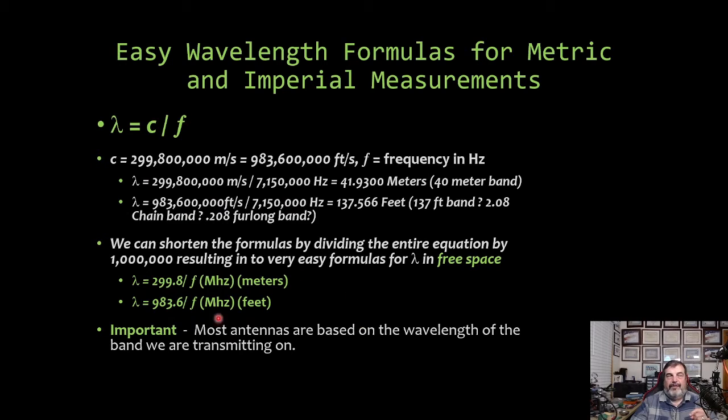That trick of math gives us two very easy formulas, whether you're using meters or imperial measurements in feet, okay? For me, I tend now to do everything in meters because most of the world operates in the metric system, and we use all our bands in meters. It's a heck of a lot easier for me to figure out this formula than to take the other formula and divide that by 3.028 to go from feet to meters, okay?